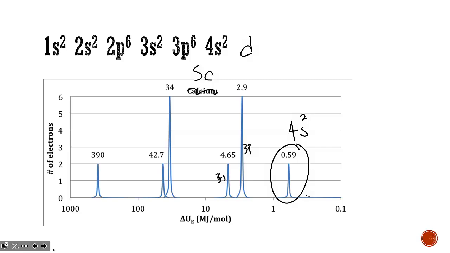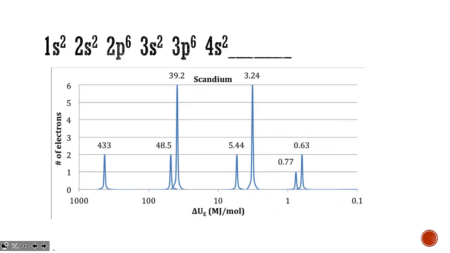Either way, you most likely, like me, would say, oh, okay, well, it's in the same row, so it would probably be near this value. You'd probably get a spike like here, right? So there would be my 4d with 1 electron in it. However, when you look at the PES data for scandium, that spike isn't easier to remove, it's harder to remove.